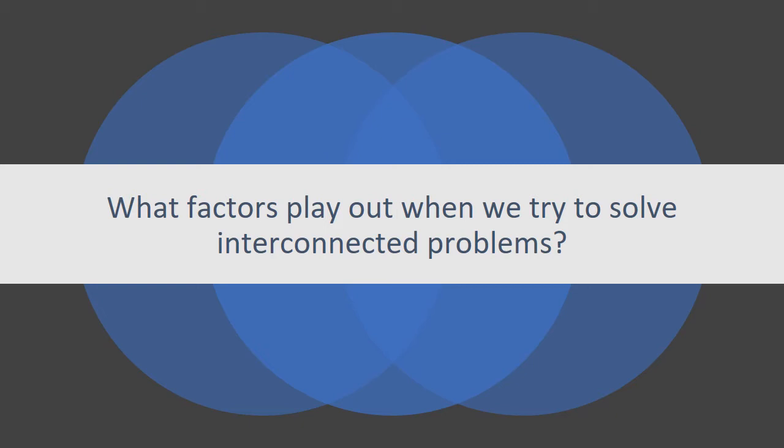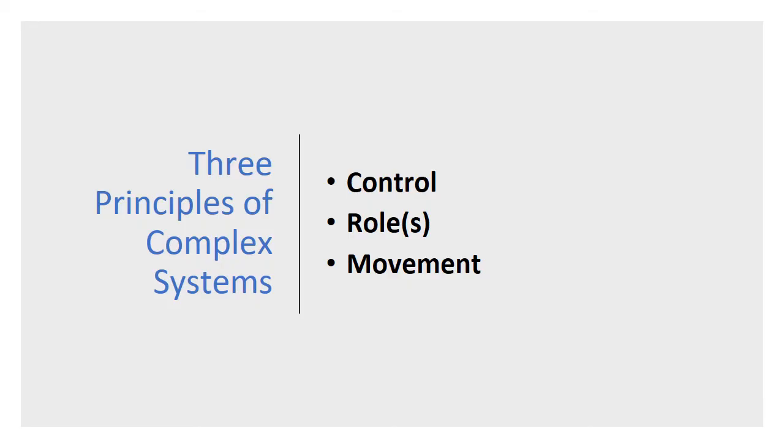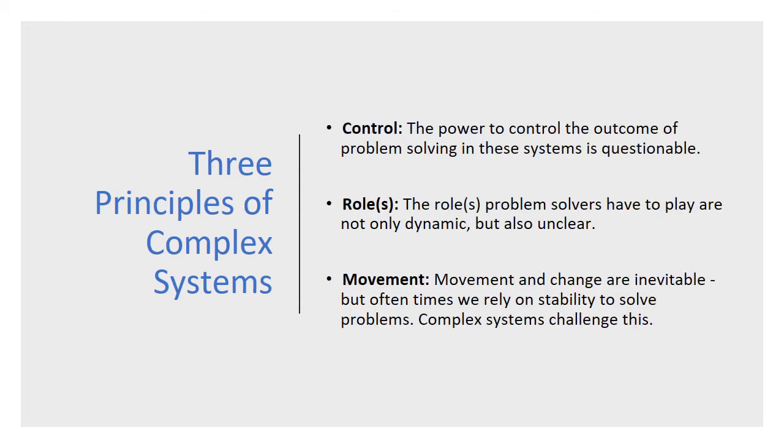So if you apply these interconnections from the previous slide to the problem or problems that you are specifically trying to solve, and think about what factors play out when you try to solve these problems, I'm pretty sure you can come up with factors that you need to think about as problem solvers while approaching sustainability problems through systems thinking. While there might be many factors, I would like to talk specifically about three: control, role, and movement.